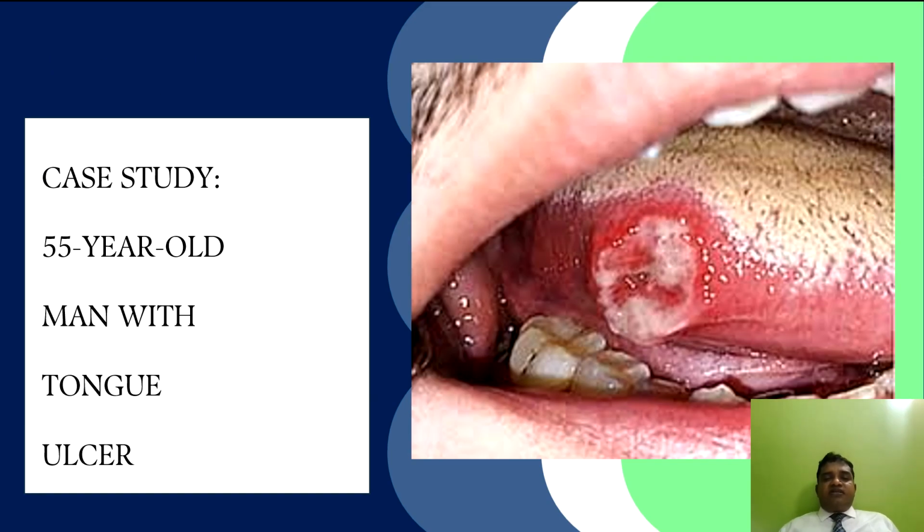This is a case study for you. You can see this picture and interpret some findings. There is a large ulcer on the lateral side of the tongue. Some type of malignancy is possible, and until proven otherwise, we should always think about the risk of malignancy. Here you see the age: they have given a 55-year-old man with a tongue ulcer.